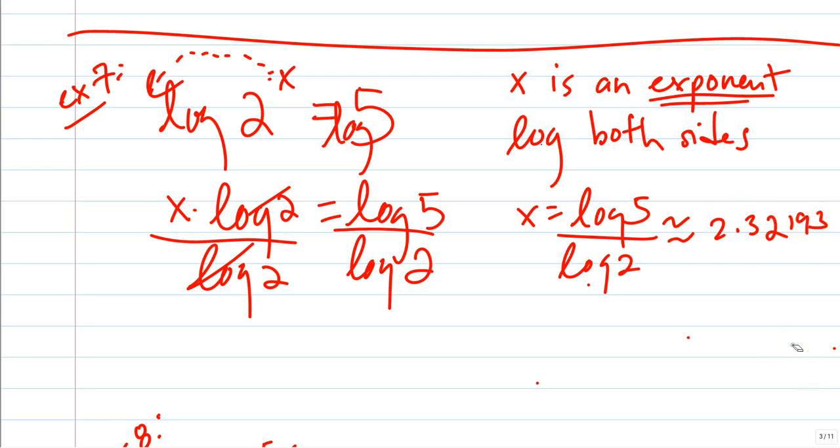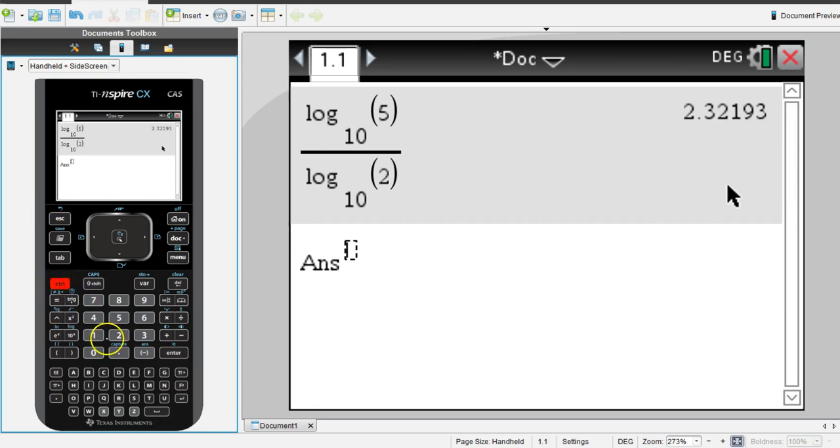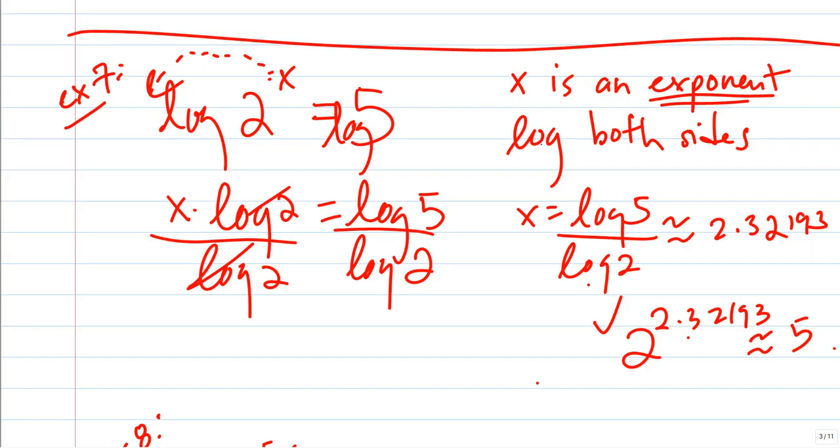And we could actually check that. See, our original question said 2 to what power made 5? And prior to this chapter, we're like, I don't know. I know it's somewhere between 2 and 3, but that is not a number I want to deal with, right? But we could actually check that 2 raised to the 2.32193 should equal 5. In fact, if I leave it on the calculator and just do 2 raised to that previous answer, it's going to go, yeah, 2 to that power is 5, no problem. I think that's pretty cool.